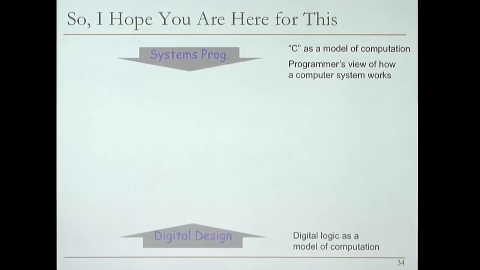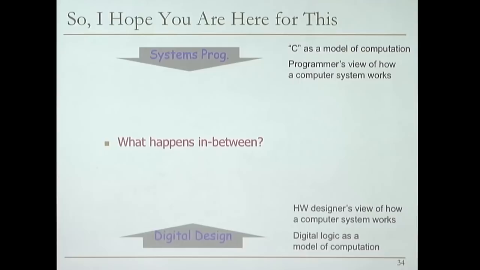At the bottom, you have digital logic as a model of computation. You've learned how gates can be constructed and controlled so that you can do computation, right? This is really the hardware designer's view of how a computer system works, the bottom-up view. This is a top-down view. You have some programs and they somehow run, and here you have some logic and they somehow operate. You know how they operate, but you never really go to the very high level.